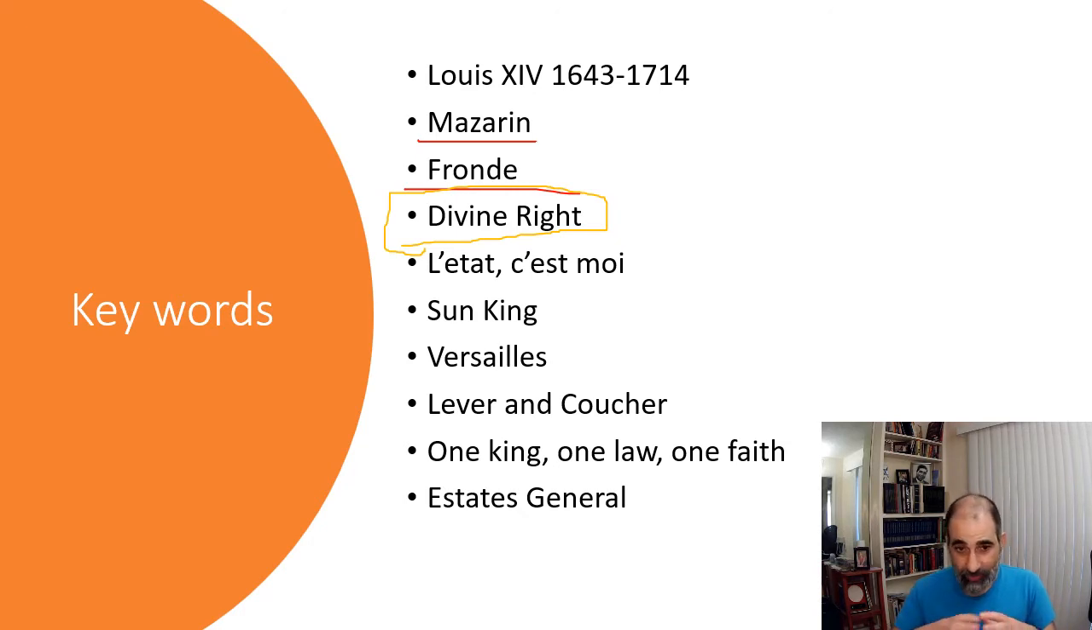A few more examples. His nickname: he became known as the Sun King. If you think of the sun, it's powerful. It's the center of the solar system and everything, right? And so just taking that as a nickname is an example of his absolutism. I think, again, the sheer number of years he ruled is a good example of his absolutism.